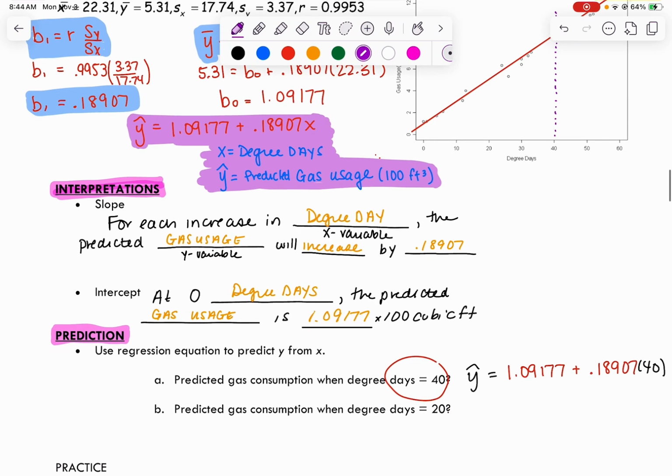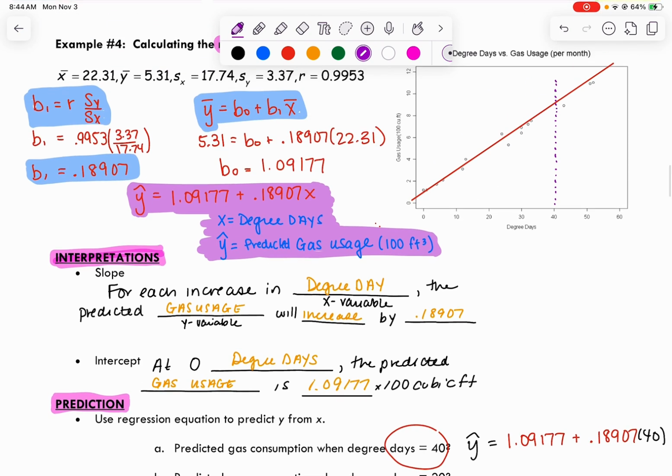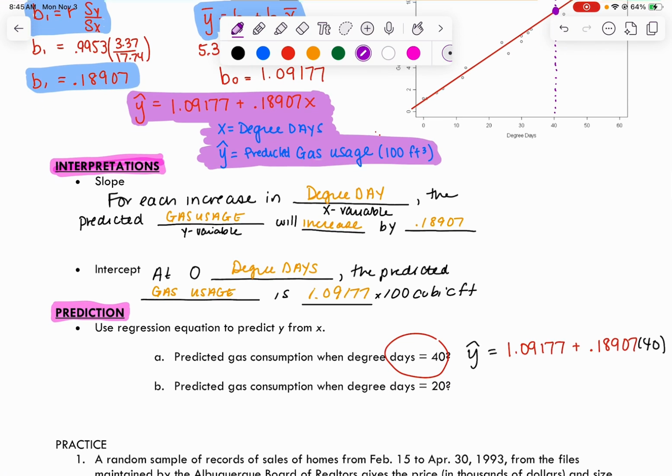So what this allows us to do is say, well, if I know that this is the trend of the data, this least squares regression line, let me use that equation to find the predicted value of what I think would come out. What would be the gas usage if the degree day was 40? So notice we take our least squares regression line, and the only thing is we substitute in that value for x into the equation, and then you calculate your predicted y value.